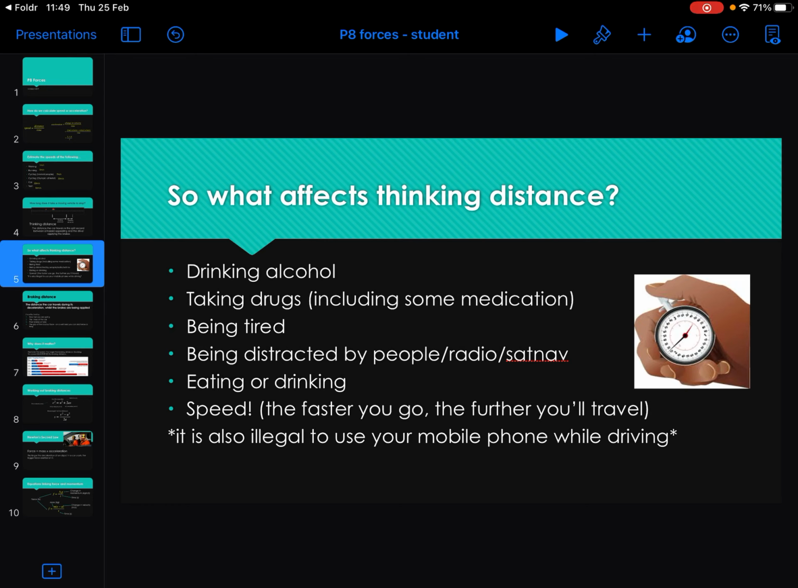So thinking distance: alcohol, drugs, tiredness. They tend to actually put those three in the same bracket. So if you're thinking about things that affect the thinking distance, try to say one of those and then move on to a different category.